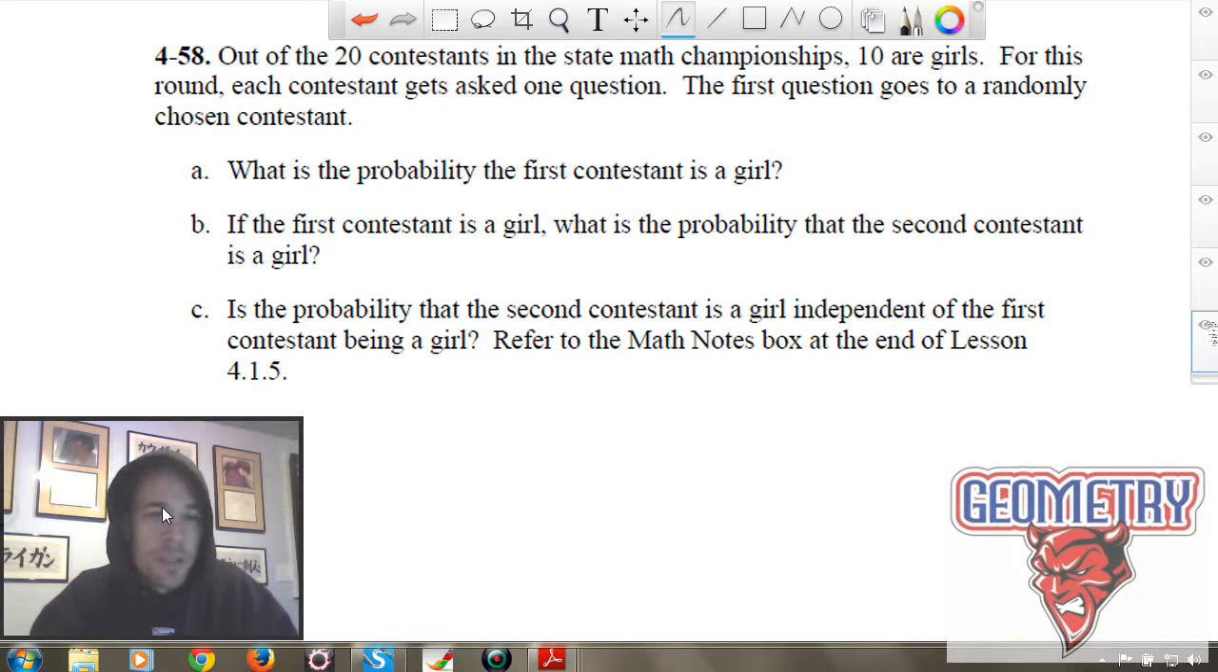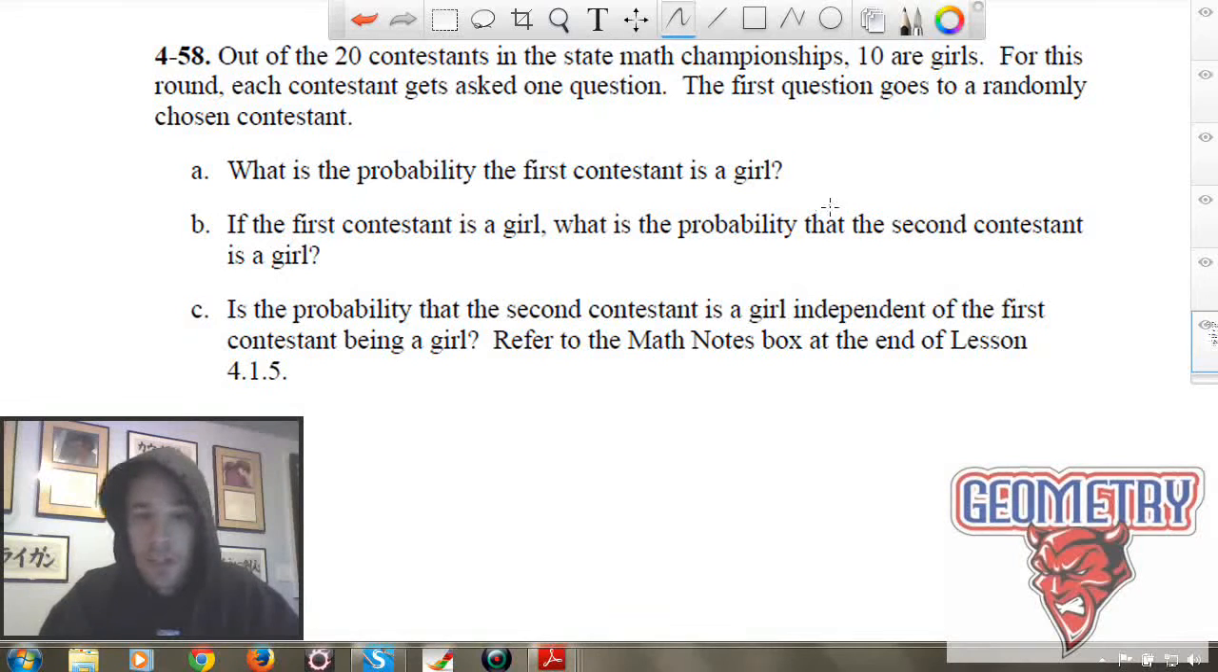So the first one says, out of 20 contestants in the state math championship, 10 are girls. For this round, each contestant gets asked one question. The first question goes to a randomly chosen contestant. So what is the probability the first contestant is a girl?